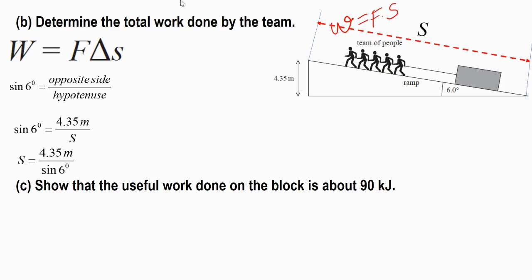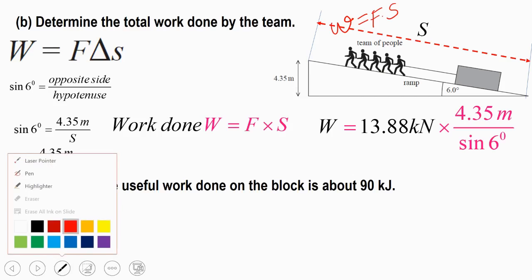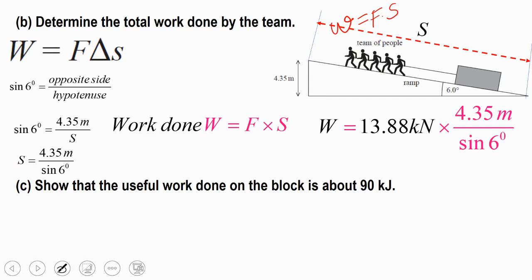So S is equal to 4.35 meter divided by sin 60. Now we know that the work done is equal to force into displacement. We already calculated the value of force, 13.88 kilonewton, into the displacement, which we already got, that is 4.35 divided by sin 60. So finally we will get the work done by the team is equal to 578 kilojoule.